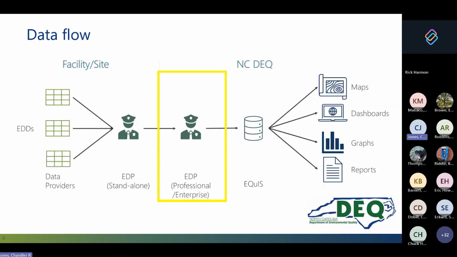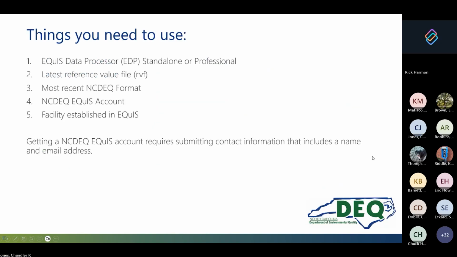Yeah, it skips the middleman by allowing you to interface with the EQuIS server directly from the standalone EDP that you find on the DEQ website. And you do that by emailing a zip file to the EQuIS email as a proxy. It's pretty straightforward once everything is set up. And like I said, it's perfect for consultants who submit a large amount of data regularly.